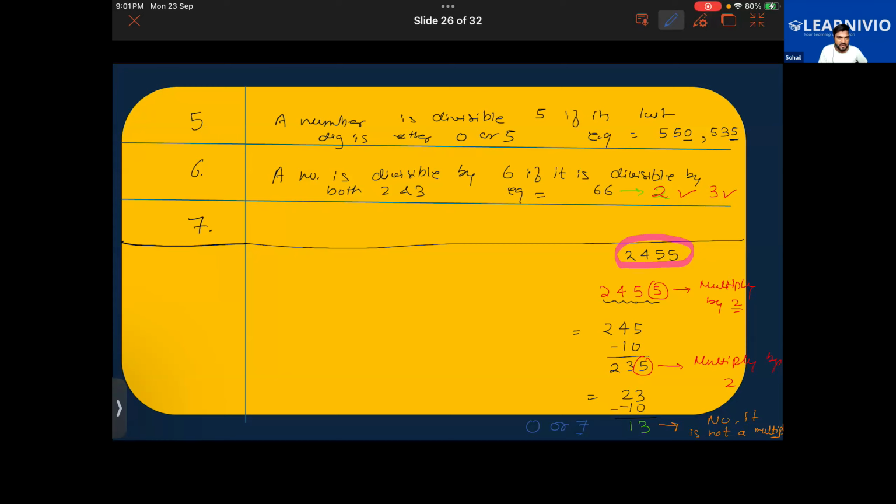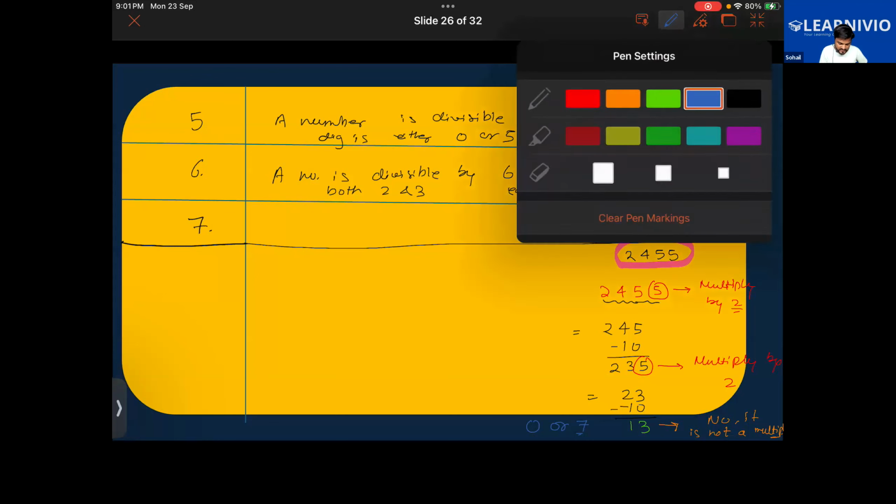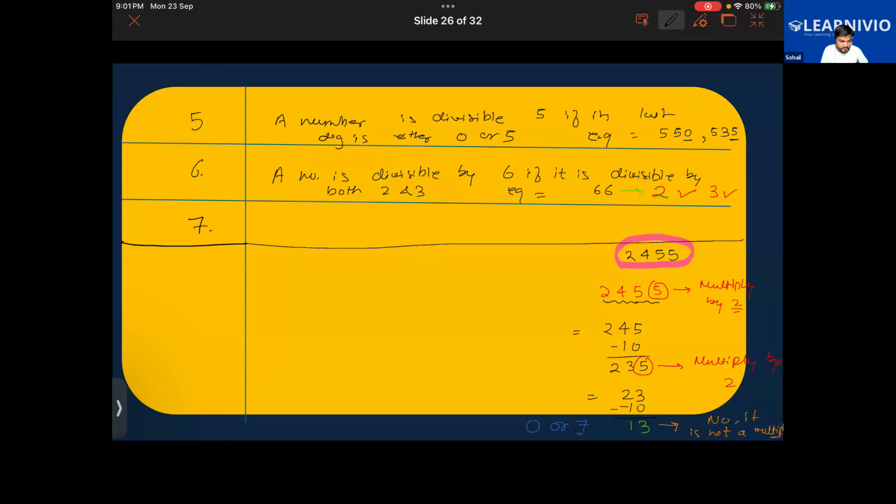Let me just write down the steps quickly for you. You can take a screenshot or note it down however you'd like. Step number 1 is to remove the last digit. In step number 2, we double it by multiplying with 2. Step 3 says to subtract it from the remaining number. Then step number 4, you observe that if the remainder is either 0 or a multiple of 7, then the number is divisible by 7.